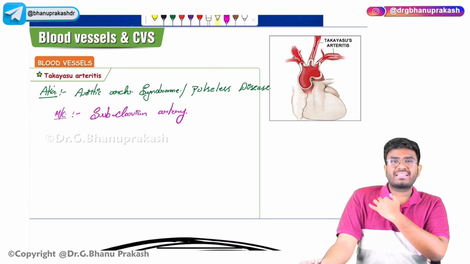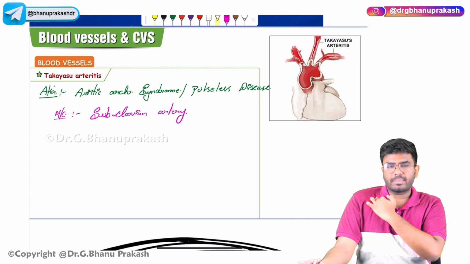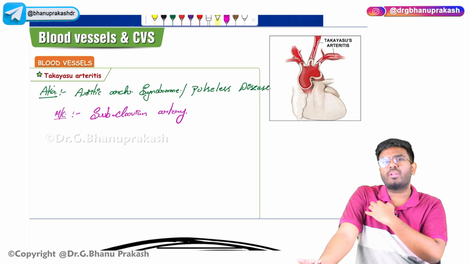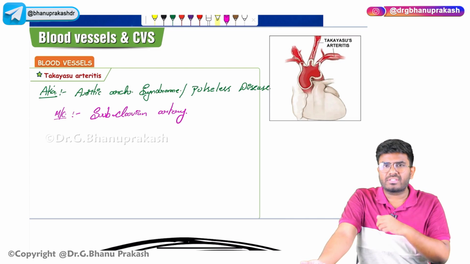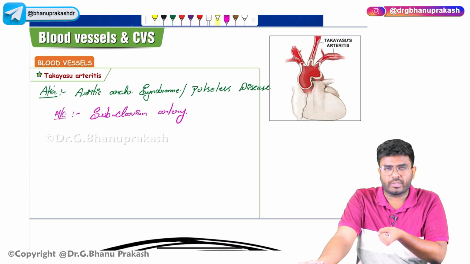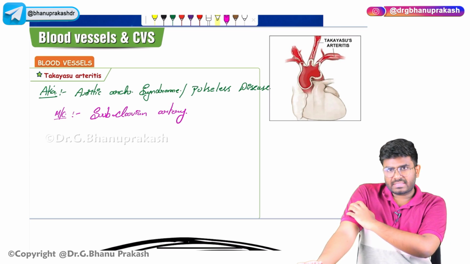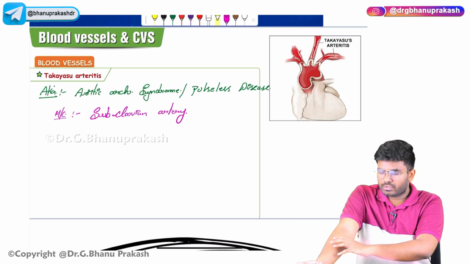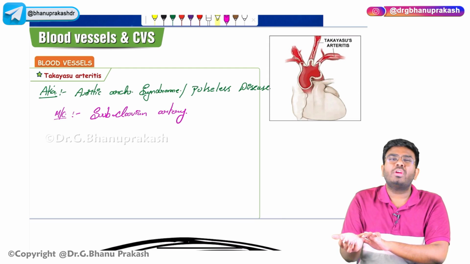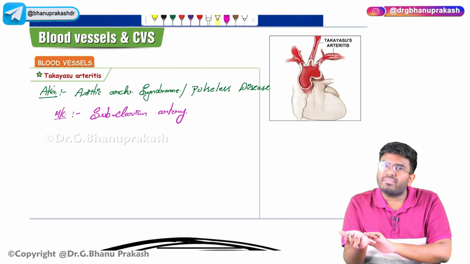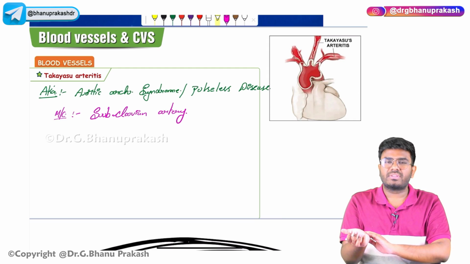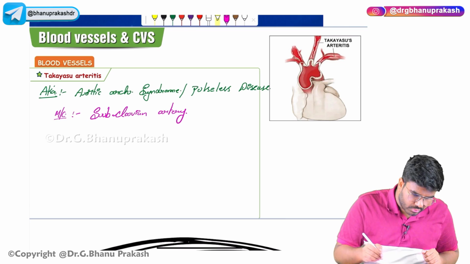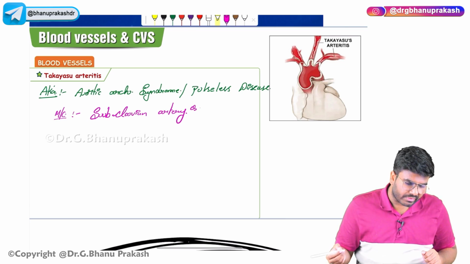So whenever the subclavian artery is affected, what happens to the blood supply to the upper extremities? The blood flow is definitely going to be decreased. Why? Because there is inflammation, the lumen of the blood vessels is going to be narrowed. So the transmission of the pulse and the blood flow is greatly affected. Whenever you check the pulse, it is going to be weaker, or sometimes you cannot feel the pulse. That's why it is called a pulseless disease. The most common site is the subclavian artery.